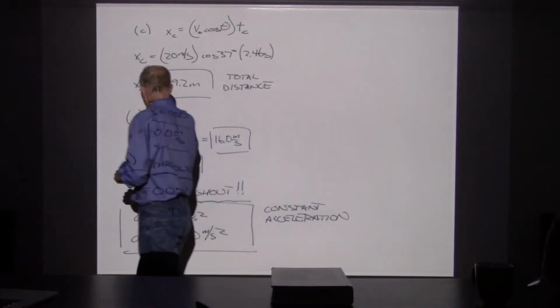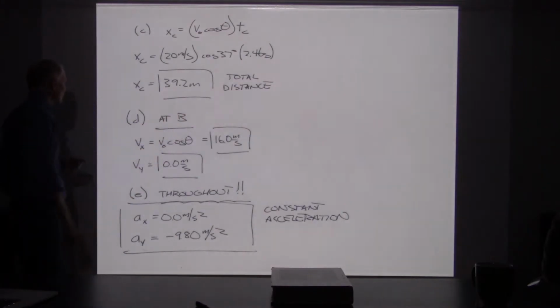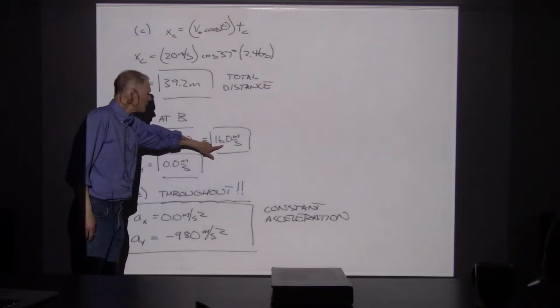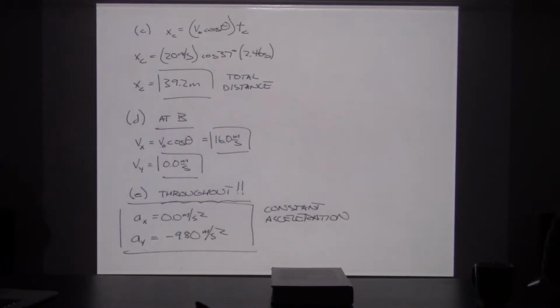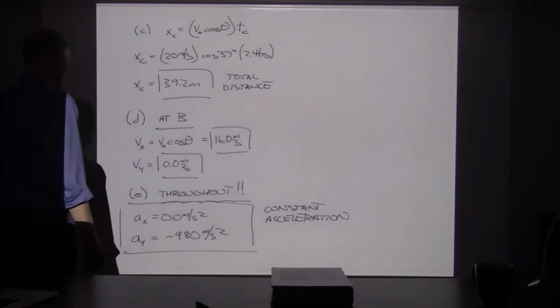Now, in the y direction, we know it's 0. So the speed now has dropped to 16 meters per second. When we first kicked the football, it was moving at 20 meters per second, but it's lost all of its y component. So the y component is gone. All that's left is the x component.